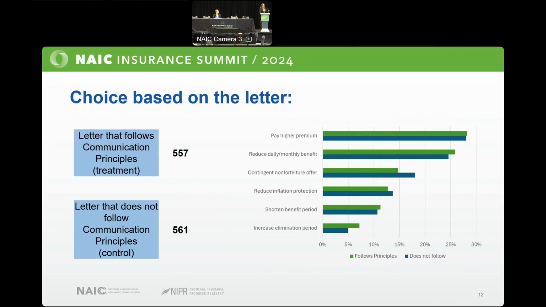So choice based on the letter. I mentioned that there were two different types of letters. One that we looked at very carefully to make sure it followed some of these communication principles and guidelines, and one that did not. And we wanted to see, did the letter have any effect? The reason I mentioned the other measures is because here you can see there wasn't really an effect for the letter alone. So if we looked at just, if you were in a different condition depending on the letter that you saw, did that have an effect?